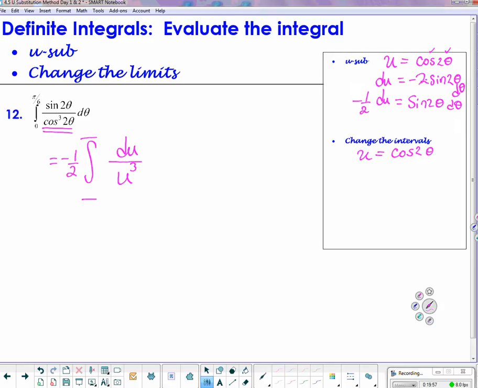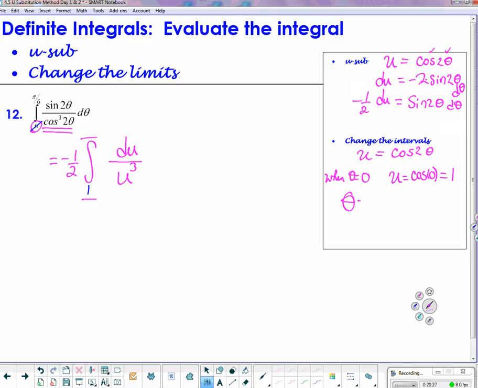When theta was equal to 0, I'm going to deal with my bottom one first. When theta was equal to 0, u would become cosine of 2 times 0, which would make this 0. So I get cosine of 0. And the cosine of 0 is 1. All right, let's update our bounds. We get a 1 on the bottom because that's where the 0 originally came from.